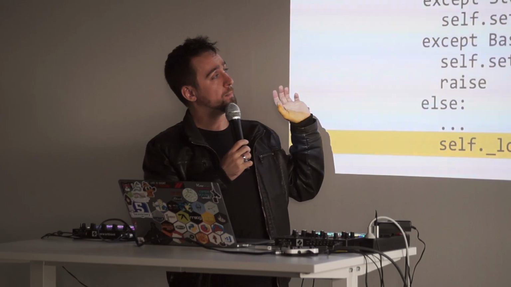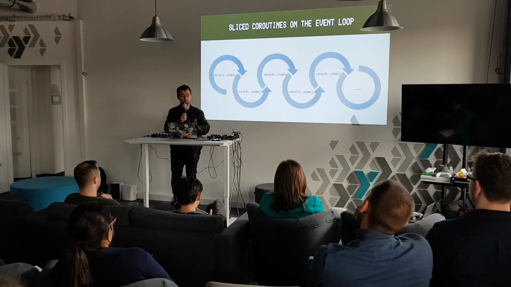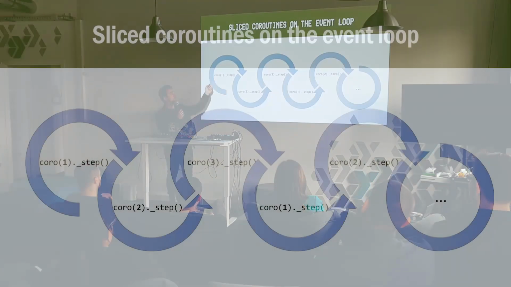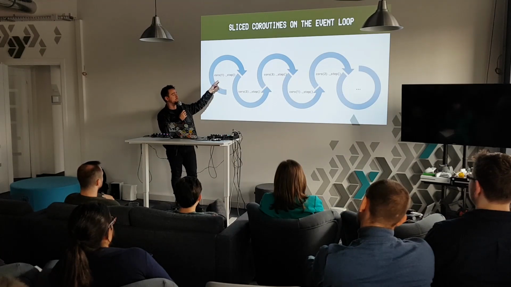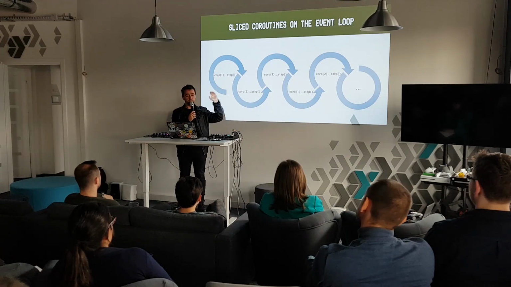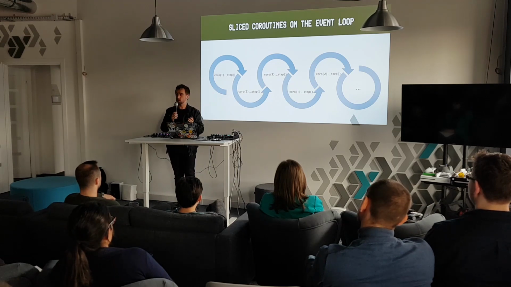So in graphical form, that would look something like this. You're going to have this coroutine 1 that runs its step, then coroutine 2 that runs its step, coroutine 3 that runs its step, and then round robin, because as soon as this step was done, it scheduled itself again on the event loop, and so on until we're done. So now you know AsyncIO.